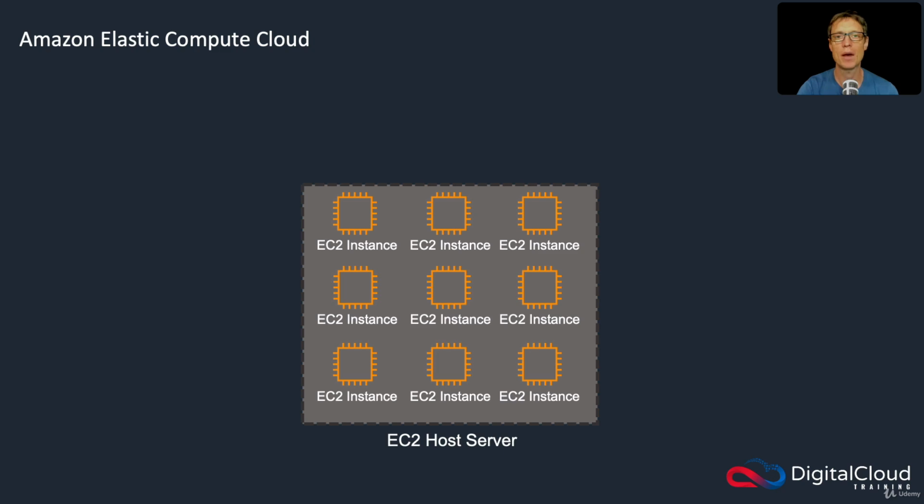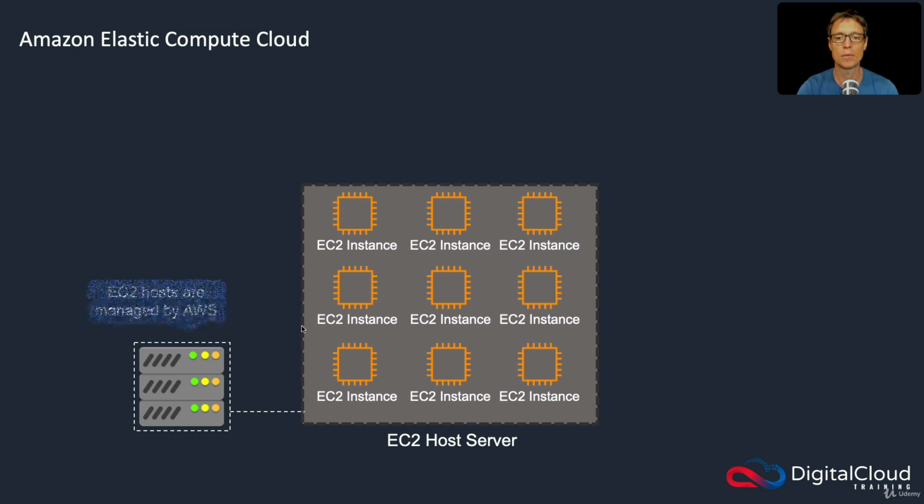Okay, so let's learn about the Amazon Elastic Compute Cloud, EC2. With EC2, you're running what we call instances. An instance is kind of like a virtual server or a virtual machine running on AWS. Now, there are physical servers, of course, which run the virtualization platform on which your instances are launched. But all of that is managed for you by AWS.